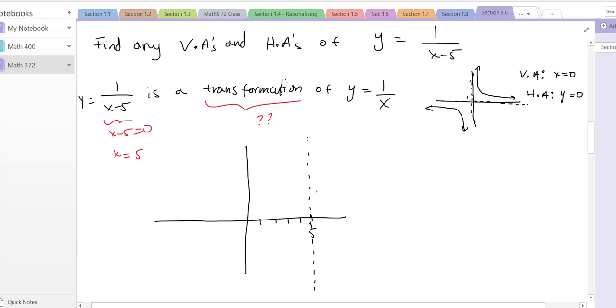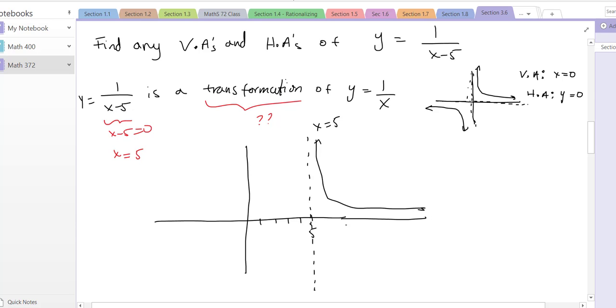So I just draw the line x equals 5, but it's always dotted because x can't actually be 5, right? If you put in 5, you're going to get 1 over 0, so you're not going to have a y value there. Because it's a transformation, we moved it horizontally to the right 5 units, but the graph itself is going to look like the original parent graph. So it's going to look like 1 over x.